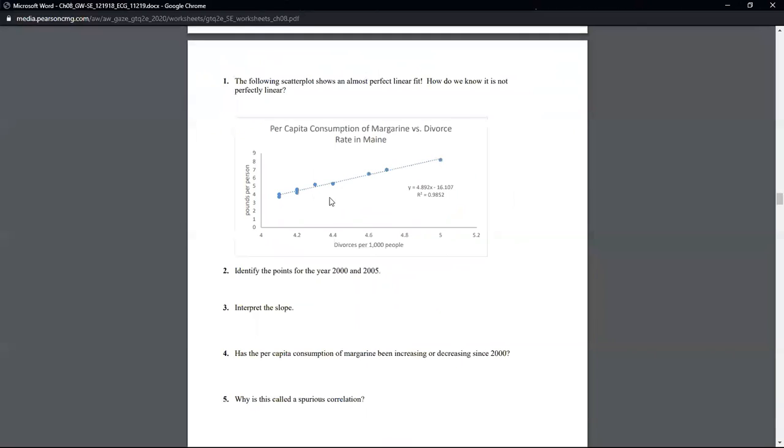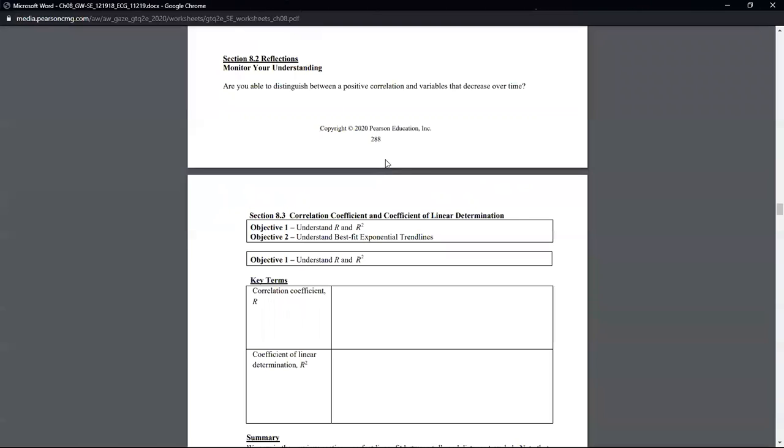Per capita, here's the chart for consumption of margarine versus divorce rate with that 98% correlation that we saw earlier. Look how close those dots are to the line. But again, that's correlation, not causation.